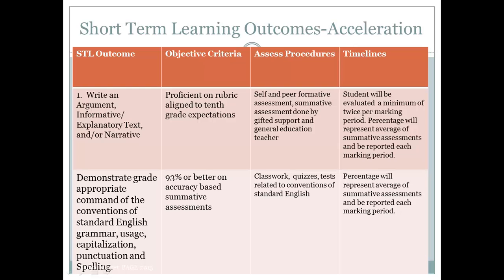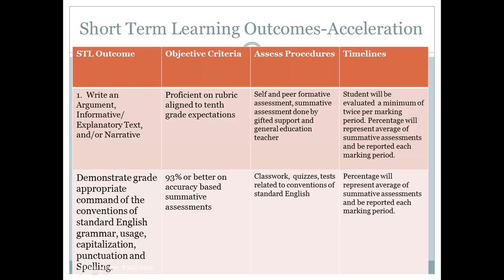However, what you don't see in here is the application in another content area, okay? So this goal is looking like, for all intents and purposes, it's pretty self-contained in the English classroom. And you'll see, not only did we include writing genres, but there's also a component for conventions. And instead of being proficient on a rubric, it looks like the objective criteria for this are 93% or better on accuracy based on summative assessments.